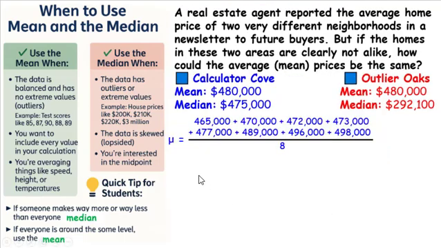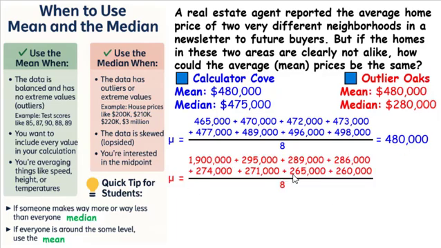Let's find the mean of Calculator Cove. Add them all up, divide by how many, leaving us with 480,000, which is correct. Now for Outlier Oaks, we'll add them all up, divide by how many. This leaves us with 480,000 as well for our mean.